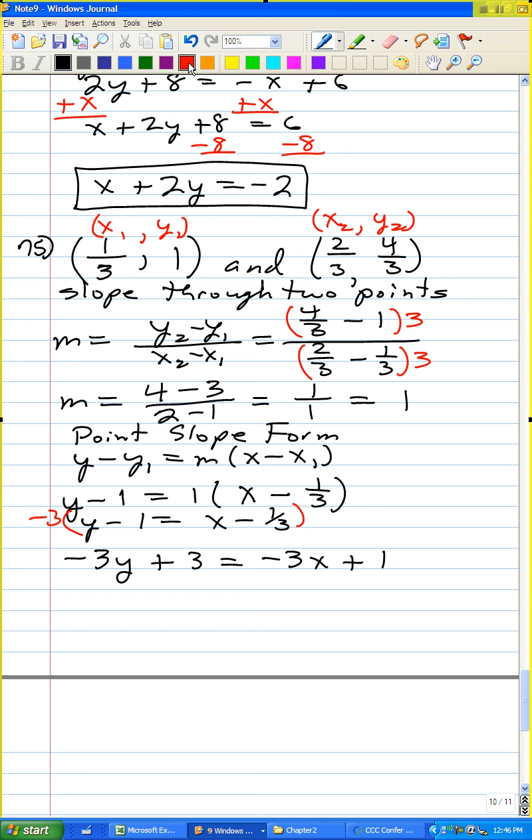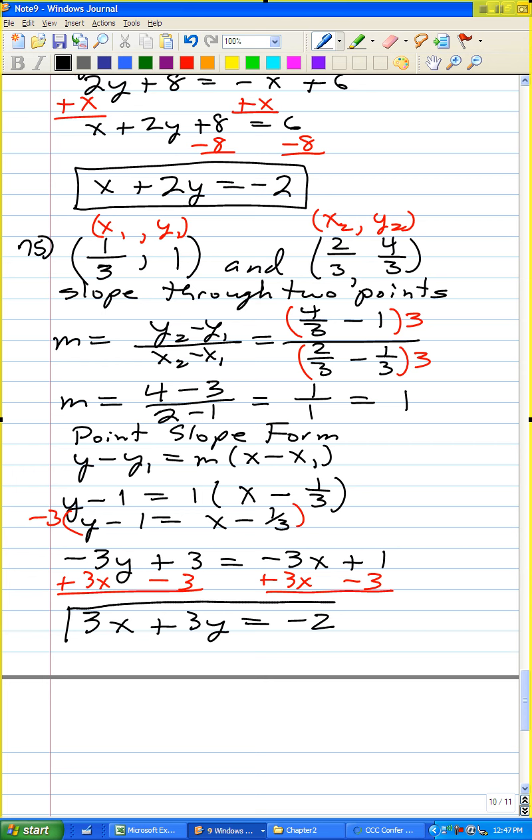Let me add 3x to both sides of my equation. Let me subtract 3 from both sides of my equation. And so I get 3x plus 3y is equal to -2. So this is in standard form. All the coefficients are integer valued. The coefficient in front of x is positive, and there are no common factors.